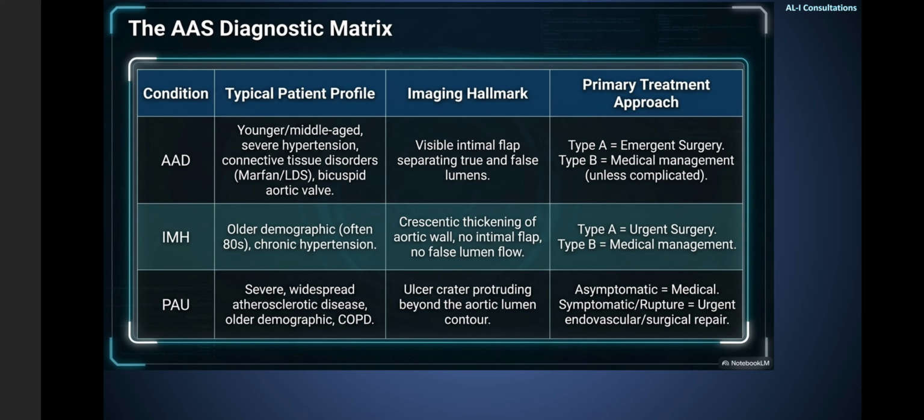In the older demographic, often in the 80s, they have chronic hypertension. There's crescentic thickening of the aortic wall, no intimal flap. Again, type A, urgent surgery; type B, medical management. Then you have severe widespread atherosclerotic aortic disease with a penetrating aortic ulcer in an older demographic with COPD. The ulcer crater protrudes beyond the aortic lumen. Asymptomatic is medical; symptomatic or rupture, urgent endovascular or surgical repair.